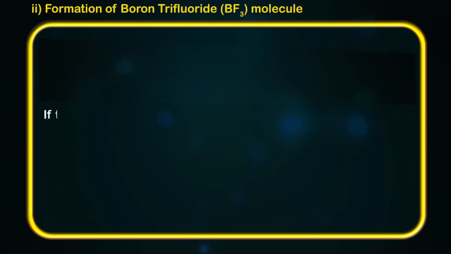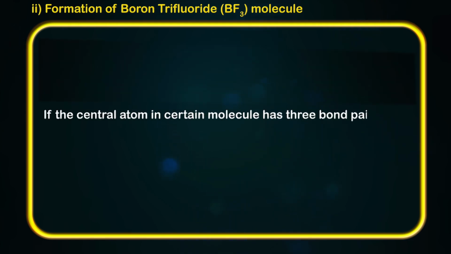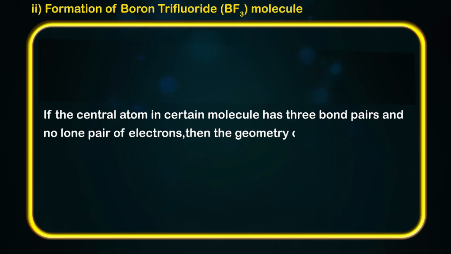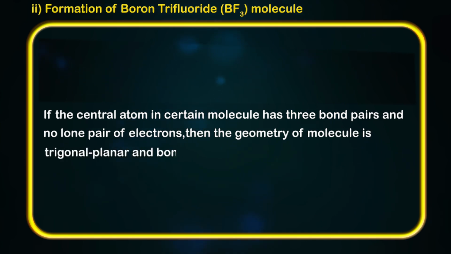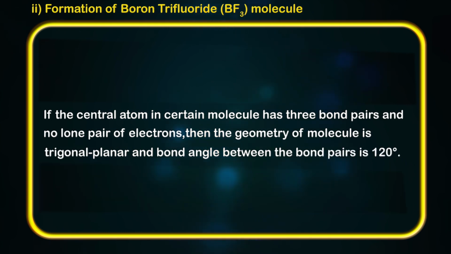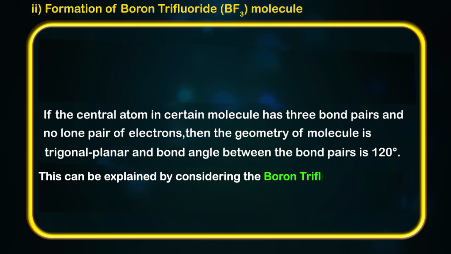Formation of boron trifluoride molecule. If the central atom in a certain molecule has 3 bond pairs and no lone pair of electrons, then the geometry of the molecule is trigonal planar and the bond angle between the bond pairs is 120 degrees. This can be explained by considering the boron trifluoride molecule.